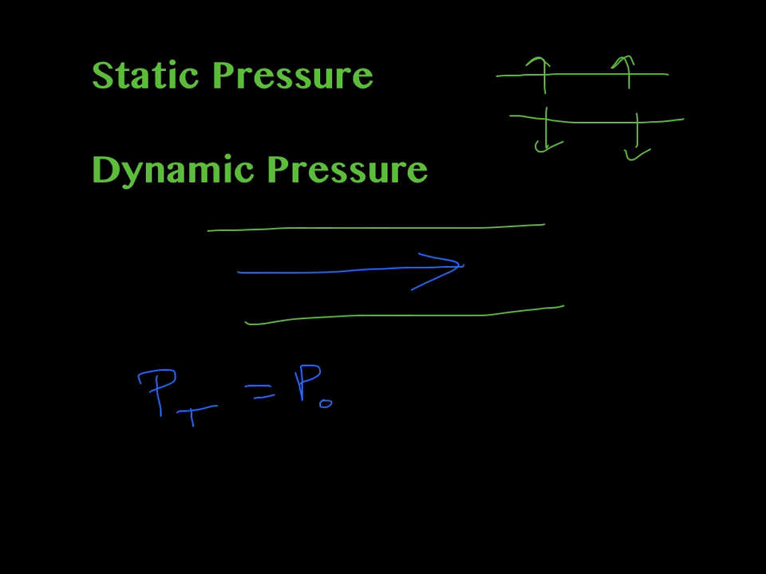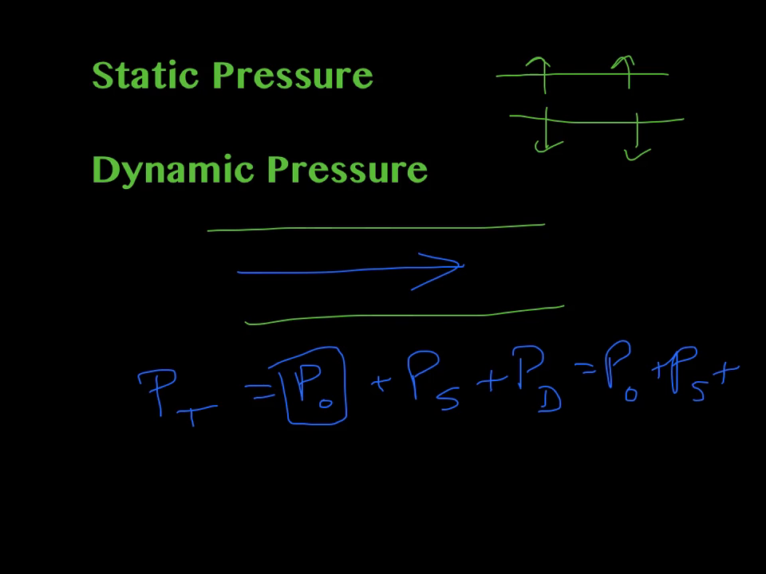That could be like air pressure, and a lot of times this term will cancel out because it'll show up on both sides of the equation. Plus your static pressure, plus your dynamic pressure, and that's always going to be the same. So that's going to equal your outside pressure plus your static pressure plus your dynamic pressure in a different area. But the total pressure in the two areas is going to be the same.